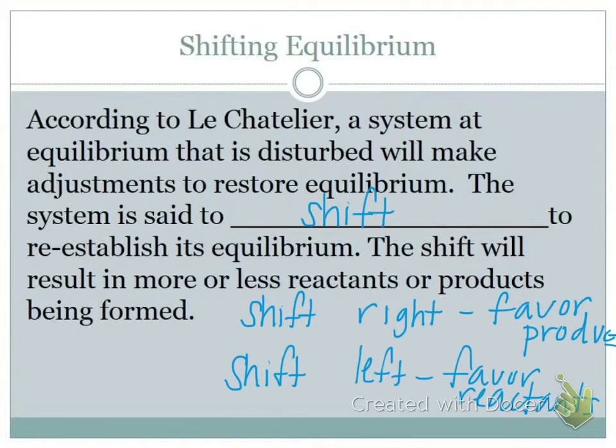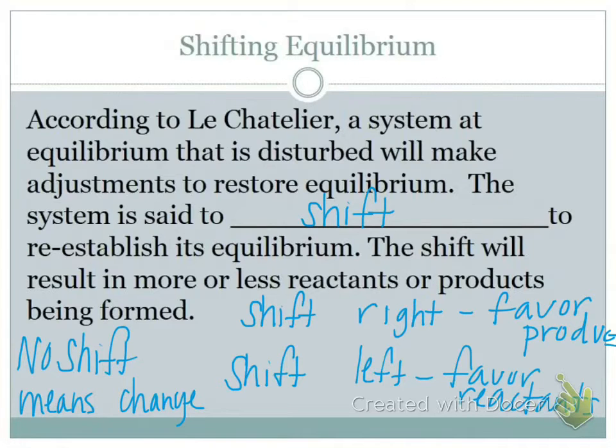Okay, and then no shift means no change. So equilibrium doesn't change. And there's a few cases where we have no shift. Okay, so let's talk about the things that will add stress to the system.